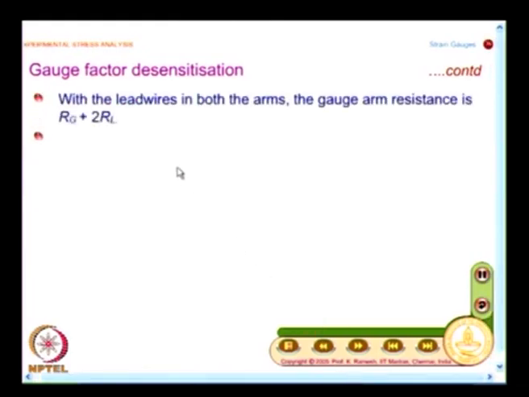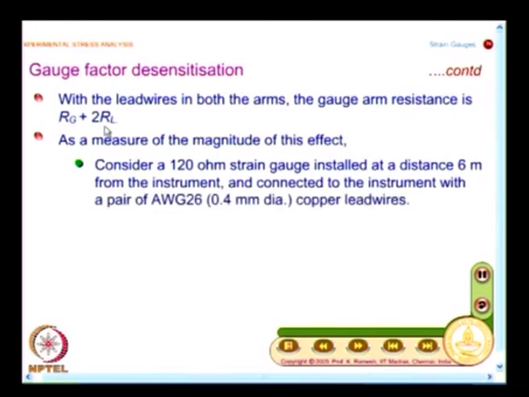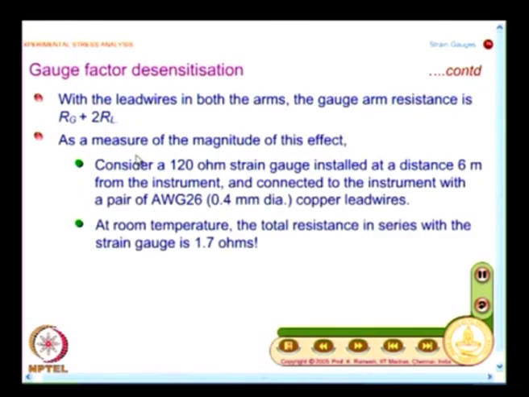And as I mentioned earlier, the resistance in the arm increases to Rg plus 2 RL. And let us look at a simple practical example. Suppose I take an installation which is at a distance of 6 meters from the instrument, and you have to connect this strain gauge to the instrument, and you take a good set of copper lead wires. The specification is also given.